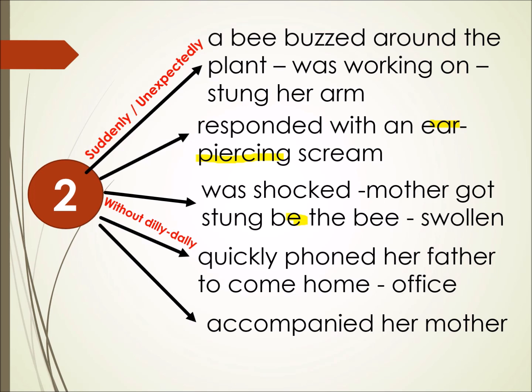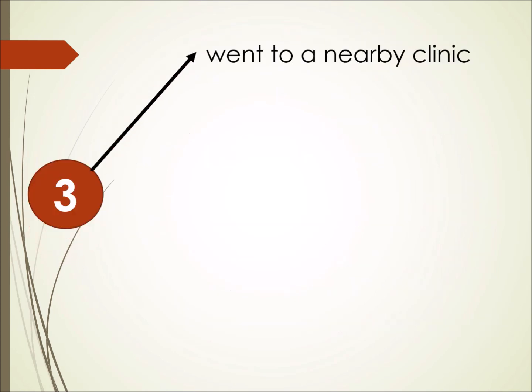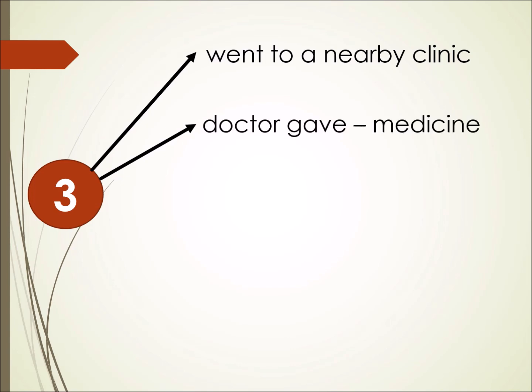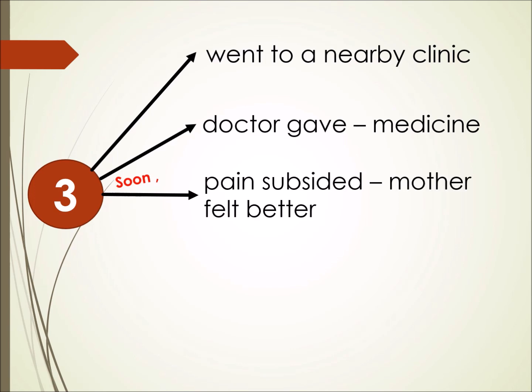So now, what about your third paragraph? What do you want to write? When the father reached home, the father took the mother to a nearby clinic, right? The doctor gave her mother some medicine. Soon the pain subsided. What is the meaning of subsided? It means relief. Soon the pain subsided and her mother felt better.